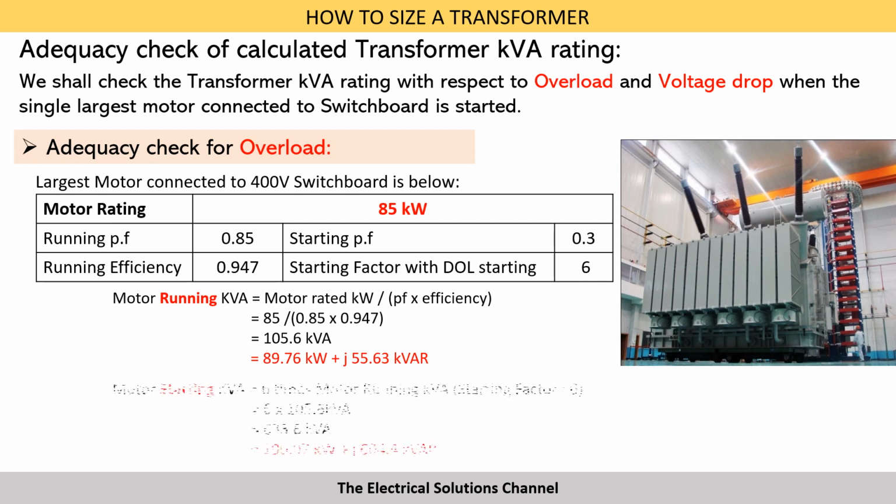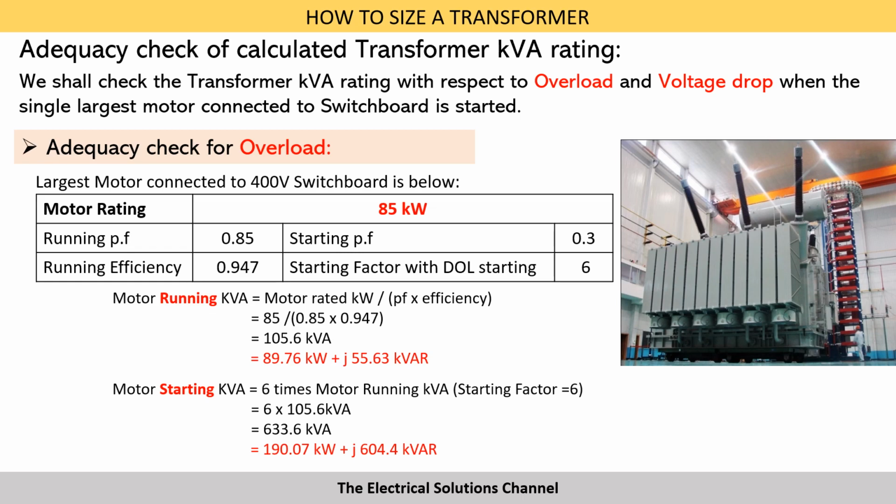Data of the largest motor connected to the 400 volt LV switchboard is given in the table. The motor rating is 85 kilowatt. The running power factor is 0.85. Running efficiency is 0.947, while the starting power factor is 0.3 and the starting factor with dual starter is 6.